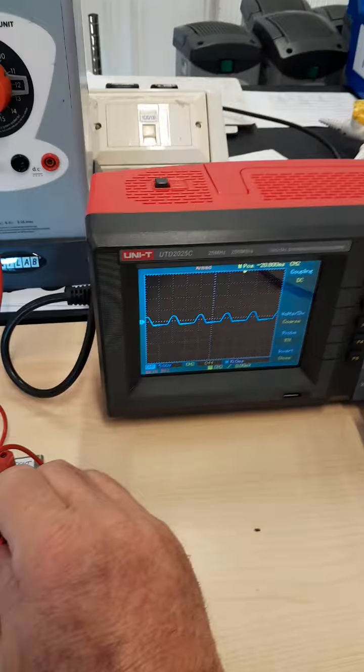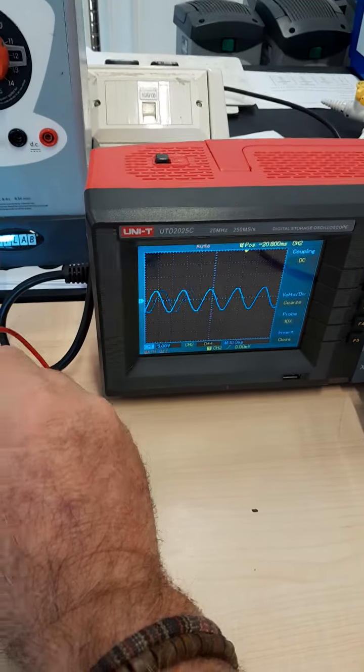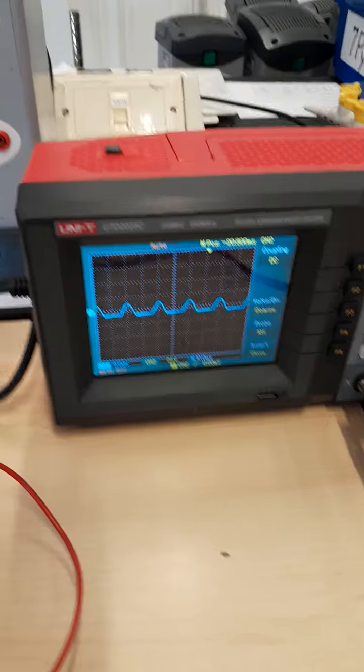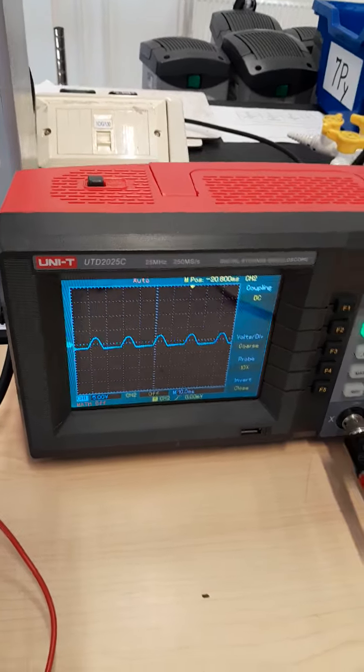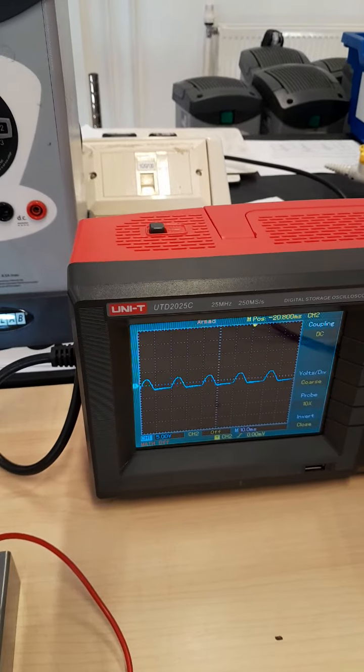If I bypass the diode, there's my original signal. Pop the diode in, and now I've truncated my alternating current. I've lost half of my wave. Half of my wave has disappeared. That makes sense. Diodes only allow current to flow in one direction. Okay, neat.